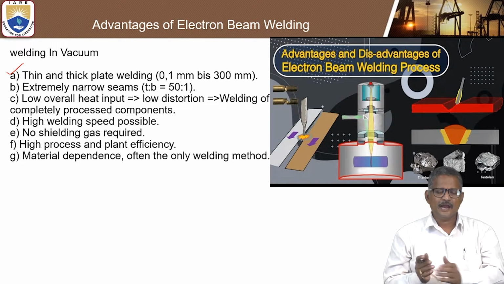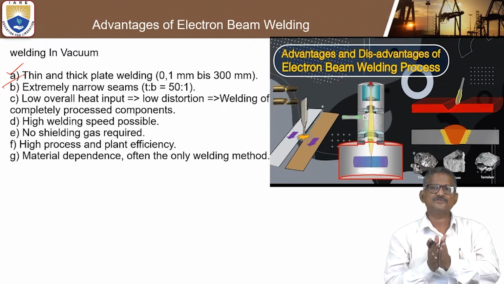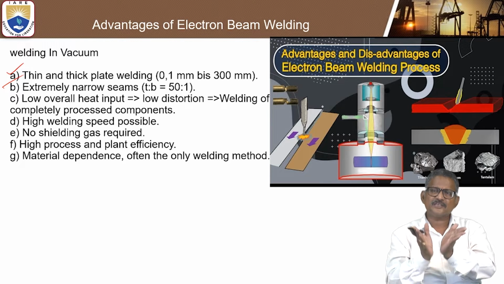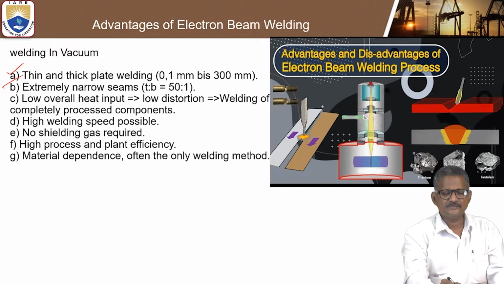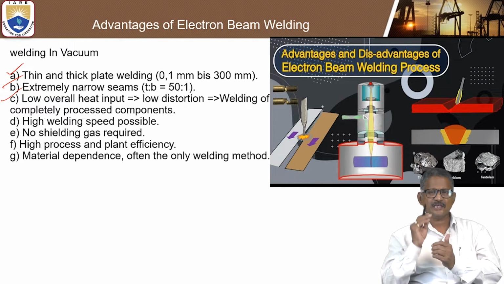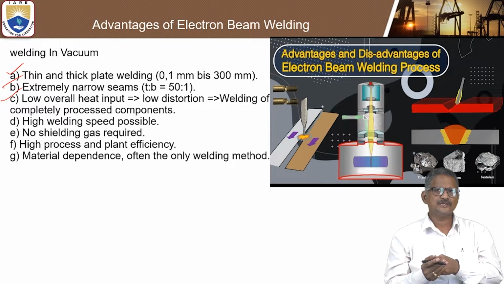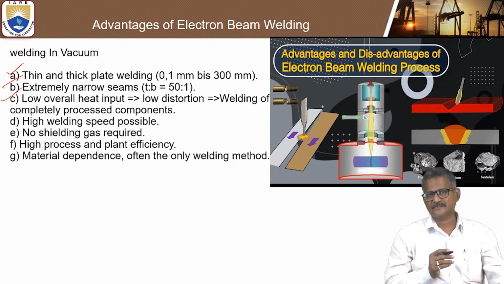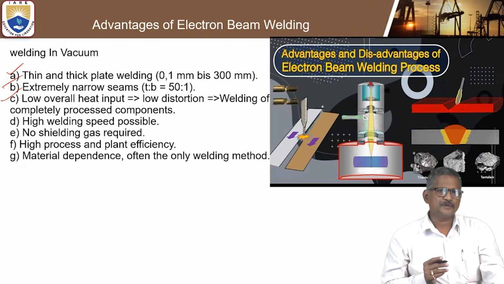Another important advantage is extremely narrow seams, with a depth-to-width ratio of 50 to 1, which can be achieved well. The third most important thing is overall heat input. There is a very low overall heat input, which leads to low distortion and allows welding of completely processed components.